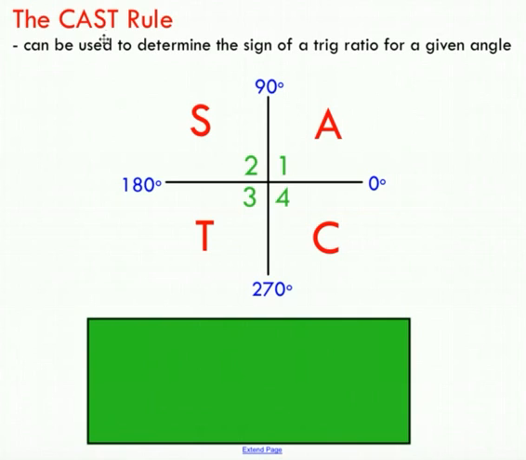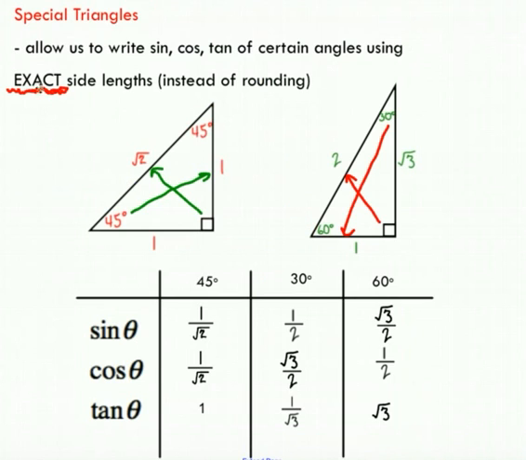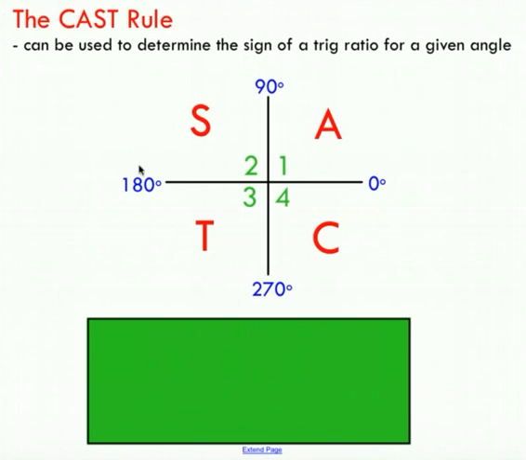Okay, so I want to explain this CAST rule. This is something that you can use to determine the sign of a trig ratio for a given angle. When I say sign, I mean S-I-G-N, as in positive or negative, not sine as in opposite over hypotenuse. But this is very helpful for us as we start to work with exact side lengths to write sine, cos, and tan of angles. So pretty much what you do is you start in the 4th quadrant and you label that the C quadrant, and you work your way counterclockwise around your axis.